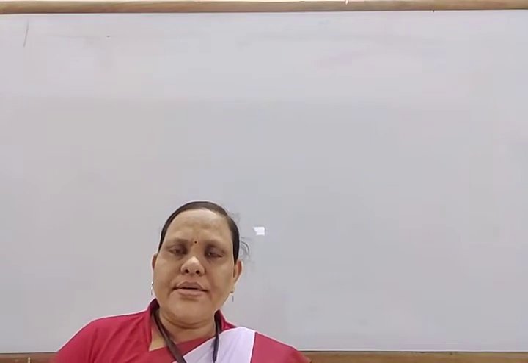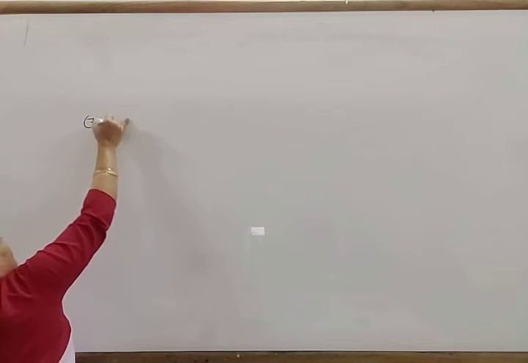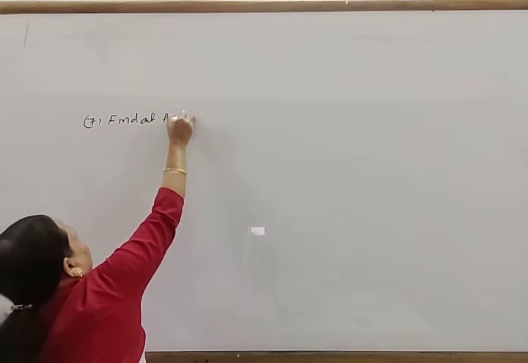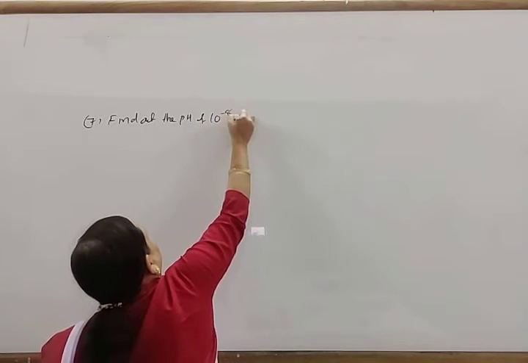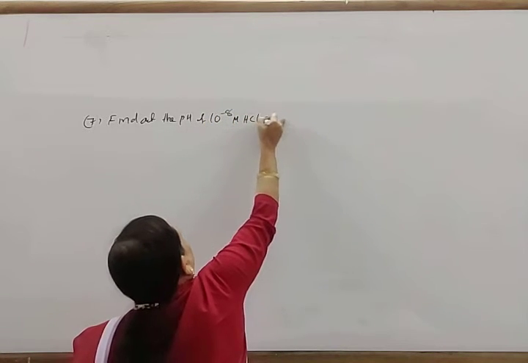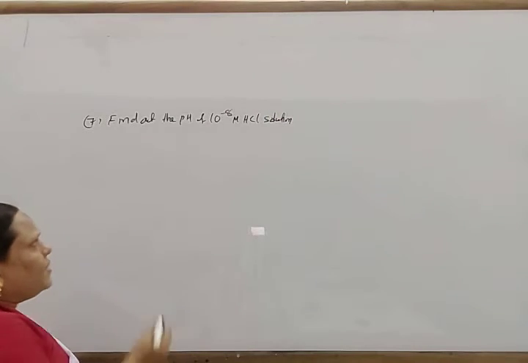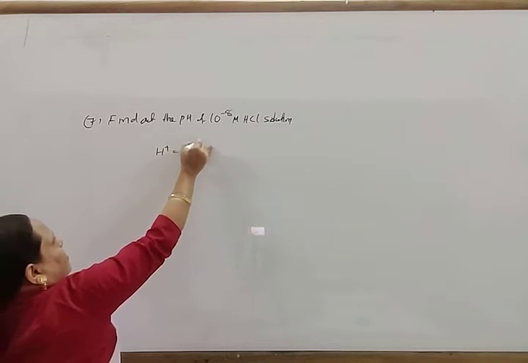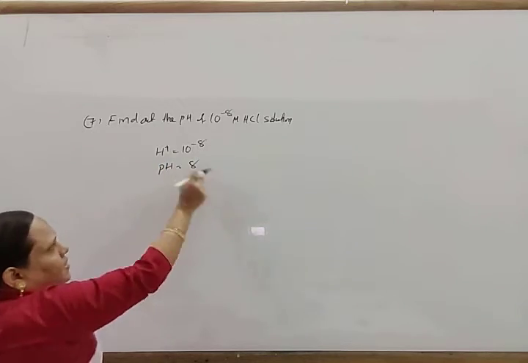Now let us find out the pH of another question. Find out the pH of 10 to the power minus 8 M HCl solution. So in this way, if we simply put H plus equal to 10 to the power minus 8, then pH is found to be equal to 8.